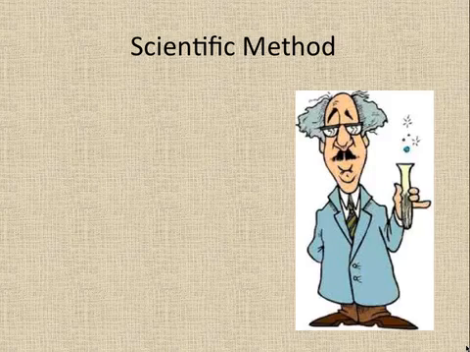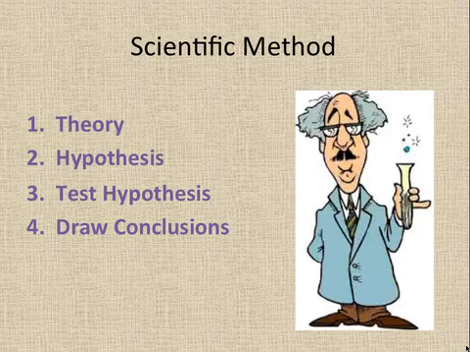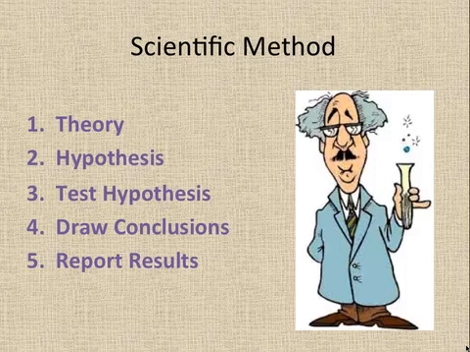Okay, so we're going to talk about the steps in the scientific method. And so we will go through them each one at a time individually, but these are the steps. We form a theory, a hypothesis, we test the hypothesis, we draw conclusions, and then last of all we report the results of our experiment. So these are the basic steps of the scientific method.